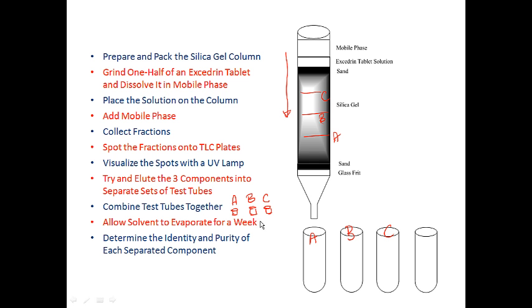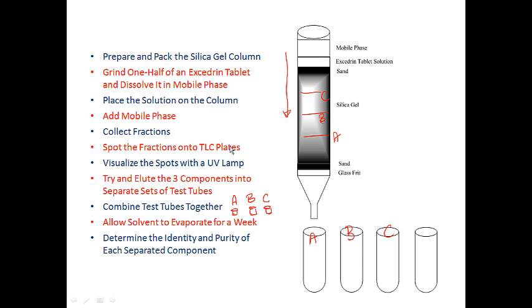sample vials. And then the following week, this is actually a 3-week experiment: extraction first week, column second week, and analysis third week. In the third week, we're going to determine the identities of components A, B, and C, and then we're going to look at the purity of the three components that we isolated, as well as the components that we isolated back in the extraction experiment.